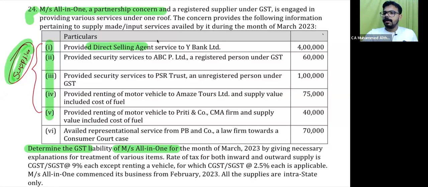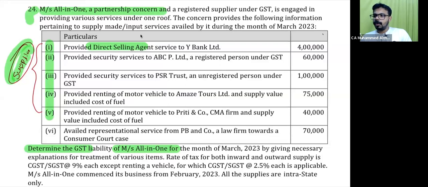Are you getting it, everyone? How to do it? First of all, you have to check whether it is FCM or RCM in each case. If it is FCM, then they will have to pay, meaning the All-in-One partnership shall pay. But if it is RCM, then the recipient shall pay. That we don't have to check. Right. So the first one, everyone, direct selling agent services, FCM or RCM?